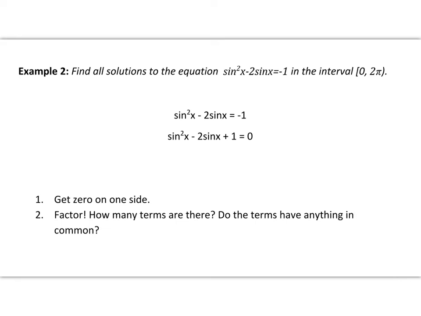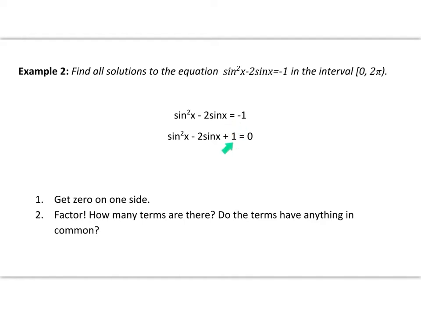So let's dig into example 2. New equation, same interval. So our answer needs to be in radians, and we're looking at 1 positive revolution of the unit circle. Starting with this equation, the first thing we need to do is get 0 on one side. So I added 1 to both sides.